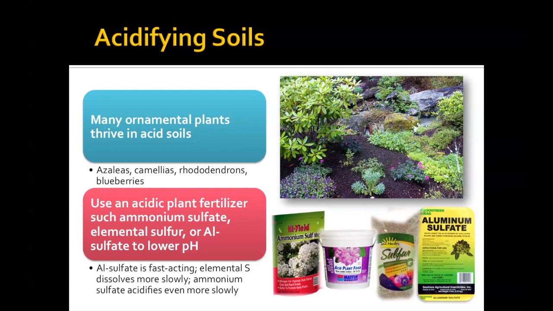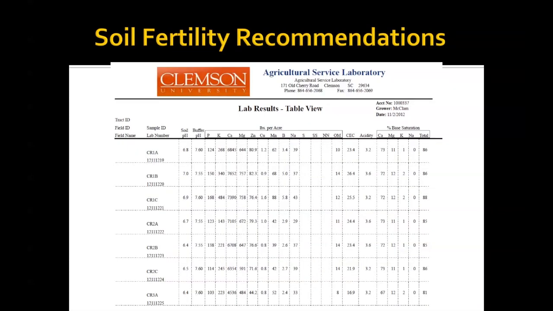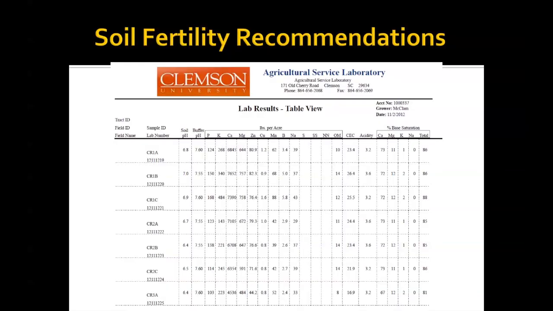So we've talked about acidifying soils. This is just kind of gardening information, that's okay. Let's carry on to soil fertility recommendations. Now, what do I mean by that? When you send a soil sample to any land-grant university, every state has a land-grant university. In South Carolina, our land-grant university is Clemson, and they have an agricultural laboratory that will look at your soils, and then based on the quantity of material in your soils, and often based on your soil type, they will come back to you with a recommendation of how much nitrogen, phosphorus, and potassium, and then also micronutrients to add.